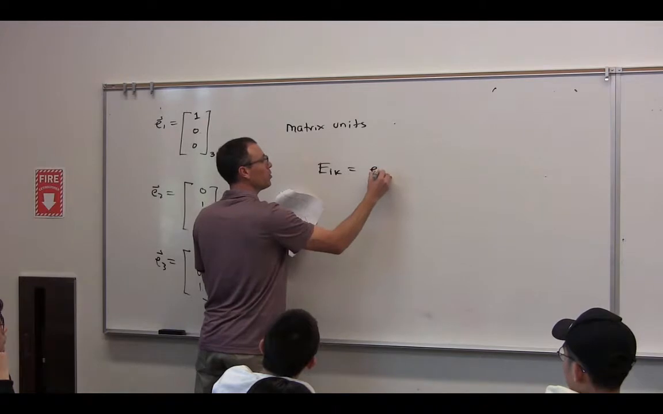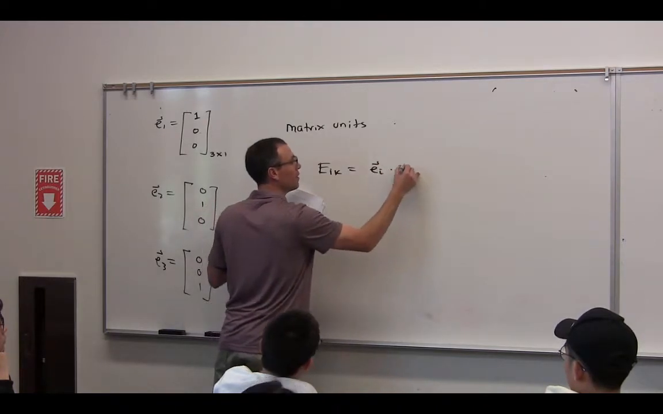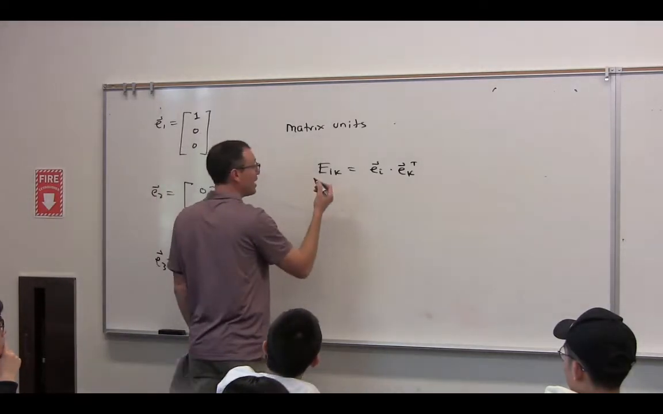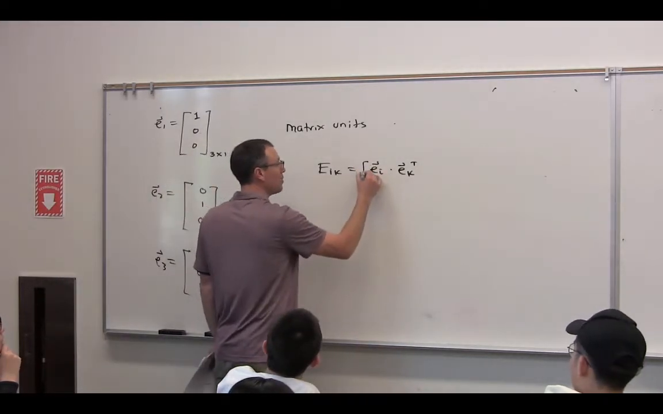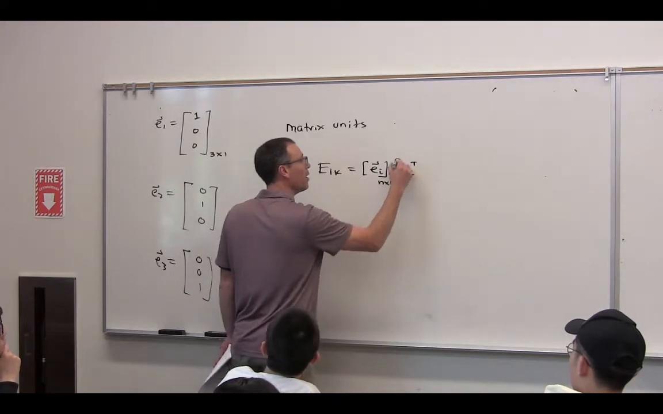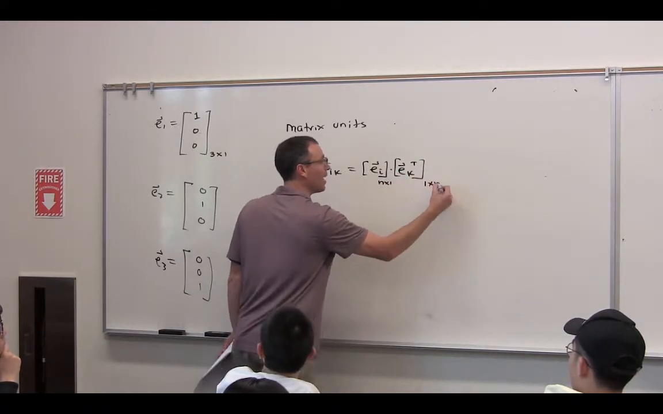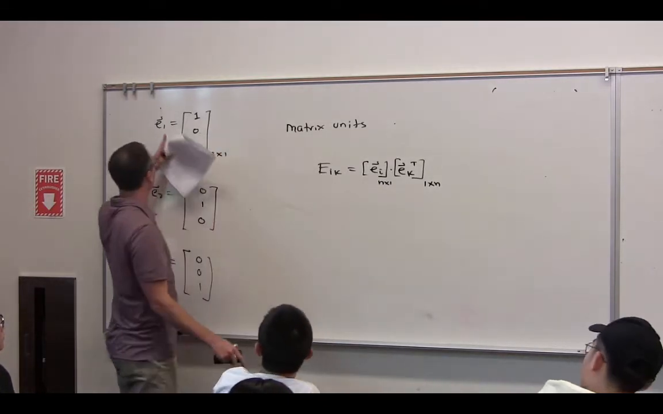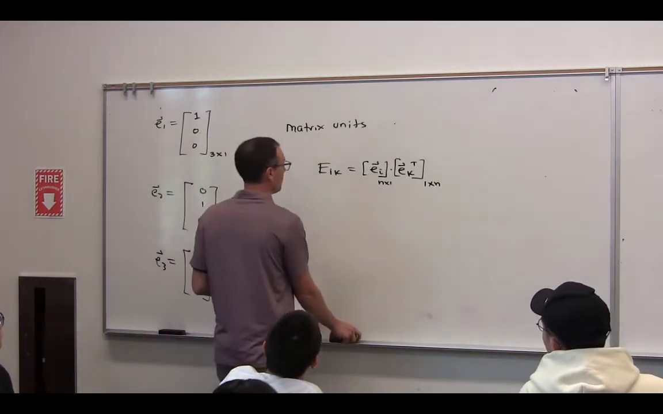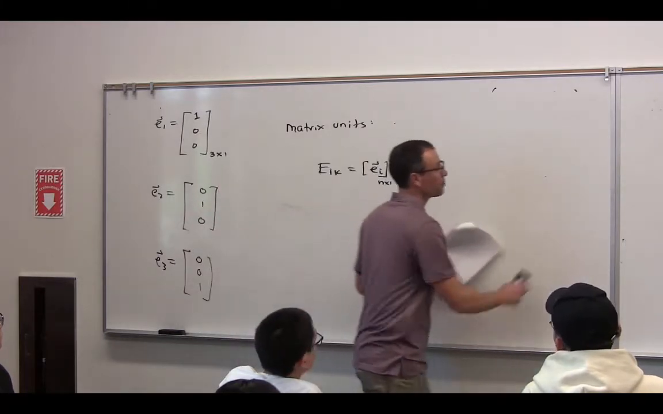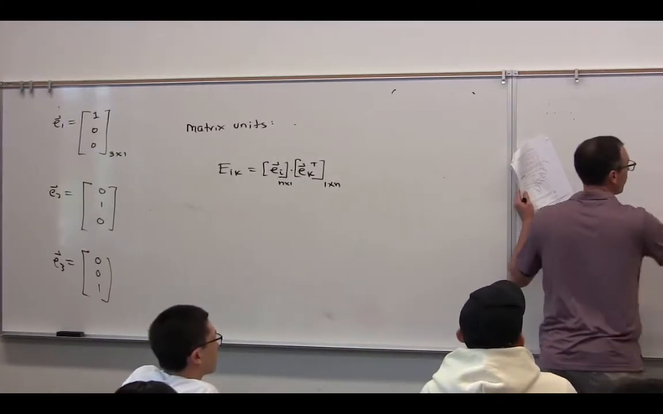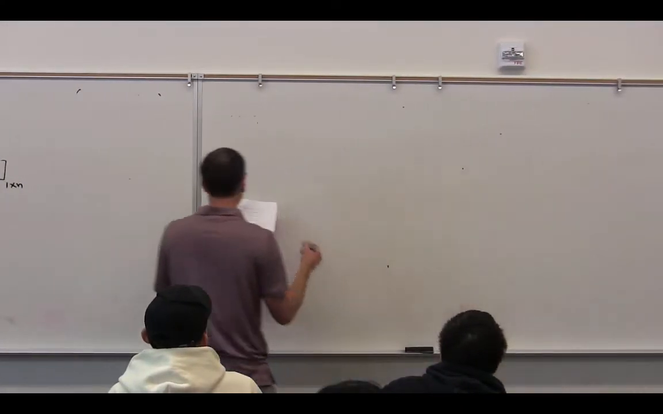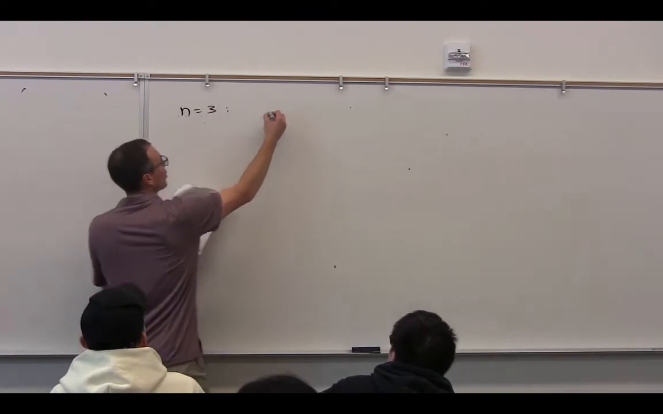Let's define the matrix units E_ik to be equal to E_i E_k transpose. This is going to be done in n by n space, because this was an n by 1 and this was a 1 by n. How many different choices of i do I have? How many choices of k do I have? For n equal 3, let's write them out.